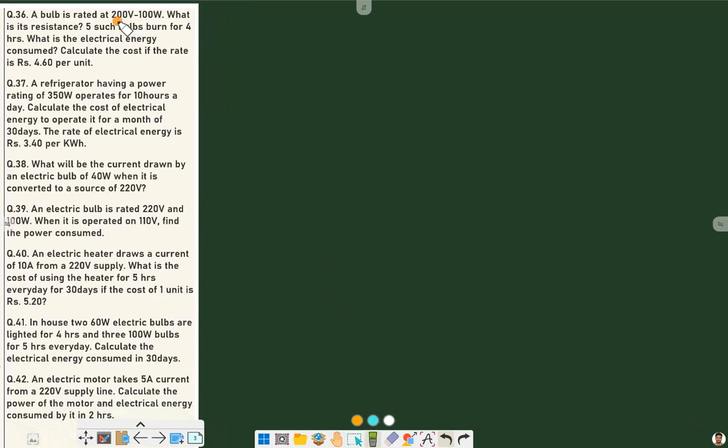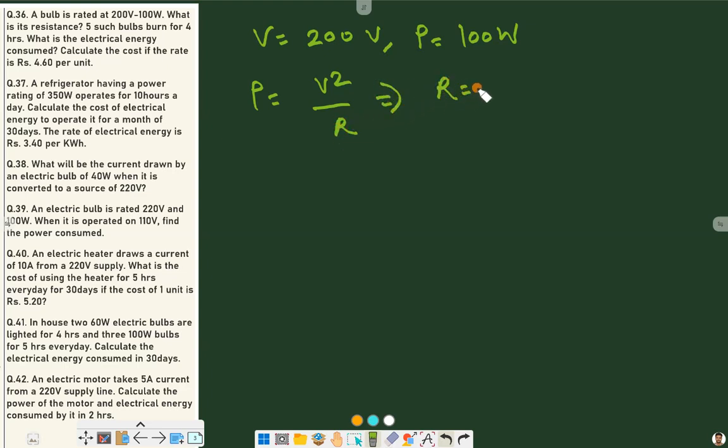So bulb is rated at 200 volt and 100 watt. So potential is 200 volt and power is 100 watt. The resistance we have to find out. So resistance we can find out using this formula, P is equal to V square by R. Using this, resistance is V square by P, and 200 into 200 by 100. So resistance is 400 ohm.